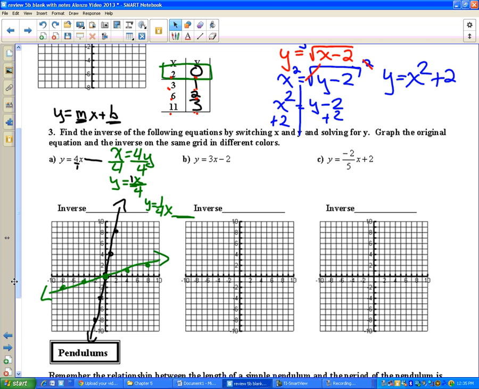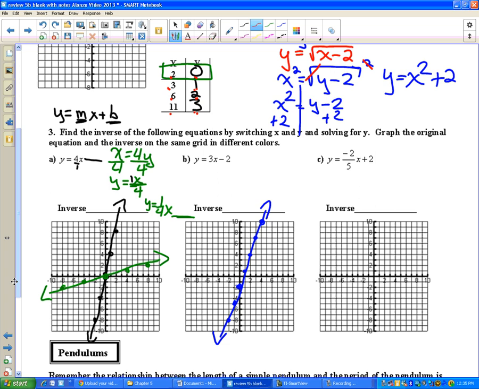Letter B. Again, let's graph the original picture. My y-intercept is -2, so here's the coordinate (0, -2). My slope is up 3, right 1, up 3, right 1, up 3, right 1. Or I can go down 3, left 1, down 3, left 1. Okay, so here is my line.